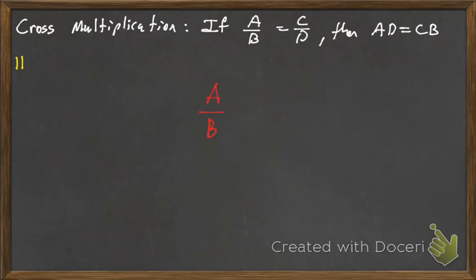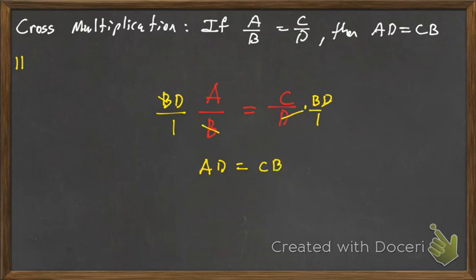And I can give you a little bit of an argument for that. So a over b is equal to c over d. The common denominator here is BD, so we would multiply both sides by BD over 1. The B's would absorb, and you'd have AD is equal to, and then the D's would absorb, CB. And so that would be our justification for using this shortcut here.